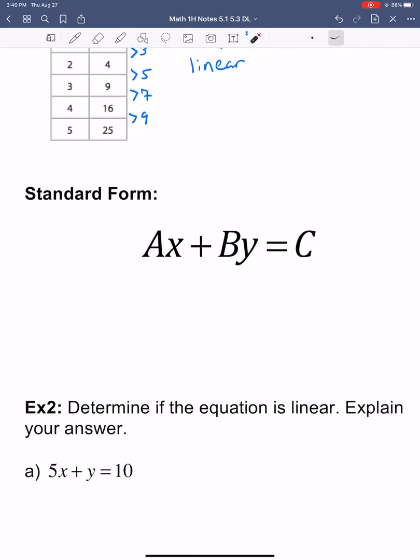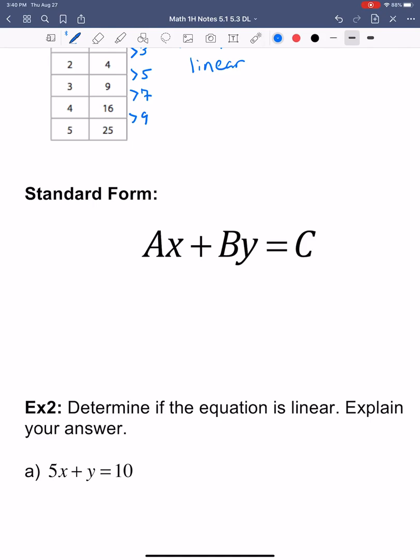Okay, we're going to look at standard form of a linear function. You've probably seen slope-intercept form of linear functions, right? That's the y equals mx plus b that a lot of people are familiar with. If not, we're going to get there in this next section. But for now, we're going to start with standard form.